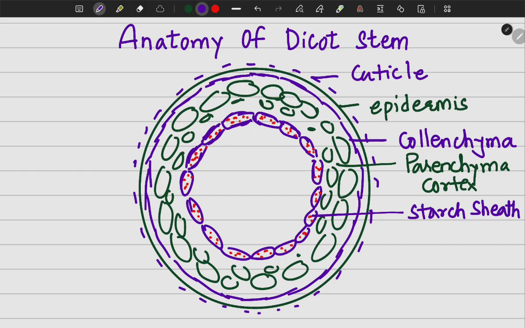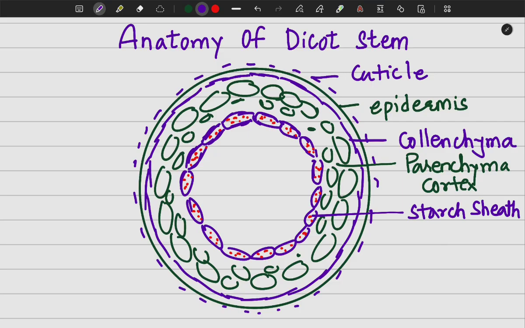If you remember, when we learnt about the anatomy of a dicot root, there the endodermis had Casparian strip. Here in the case of dicot stem, we will find starch grains in the cells of the endodermis, and this layer is also called as starch sheath.